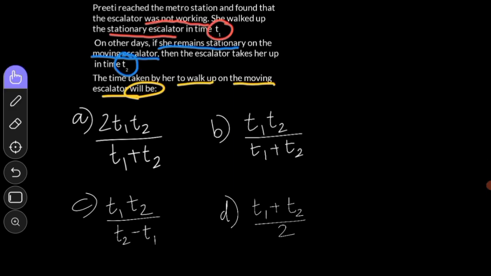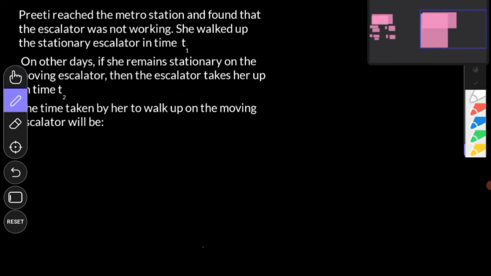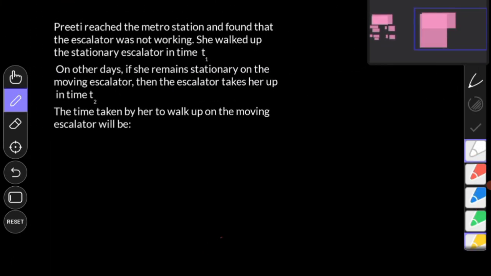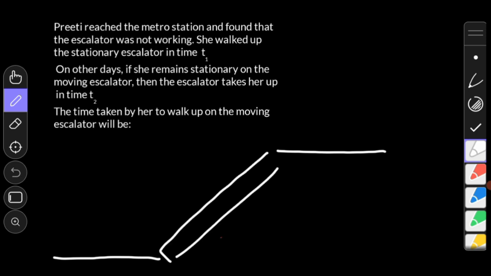Okay, so let's look at this question in a bit more detail. Let's assume that this is the ground floor of the metro station and this is the first floor of the metro station, and this be the escalator. Let this distance be x, and she reached in the first case in time t1.